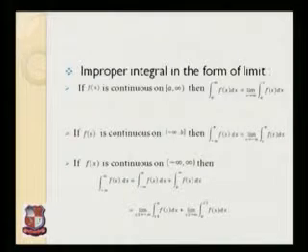Next is, if f of x is discontinuous at x is equal to c, where c belongs to the closed interval a b, then integration from a to b of f of x dx is equal to integration from a to c of f of x dx plus integration from c to b of f of x dx, and it is the same as limit s1 tends to c of integration from a to s1 of f of x dx plus limit s2 tends to c of integration from s2 to b of f of x dx. Let us try to understand this by graph.